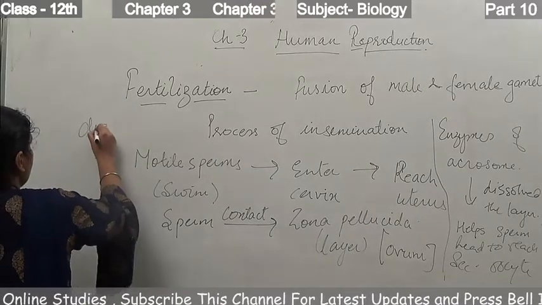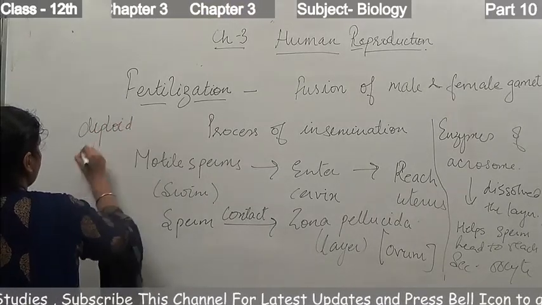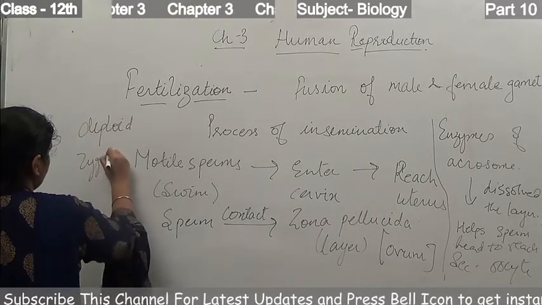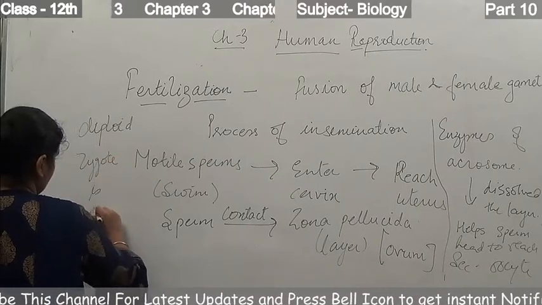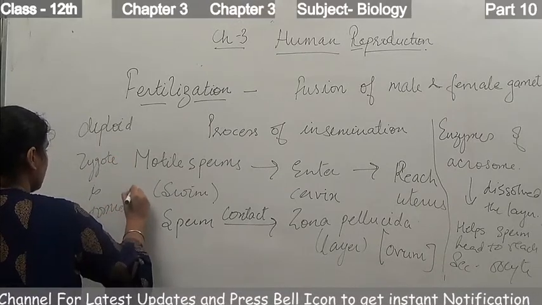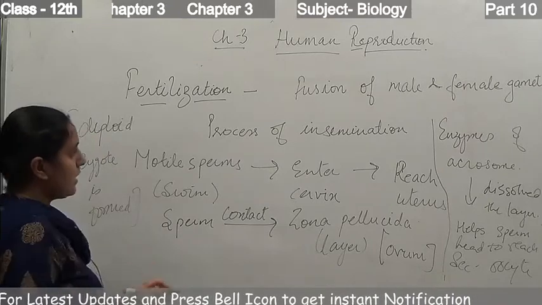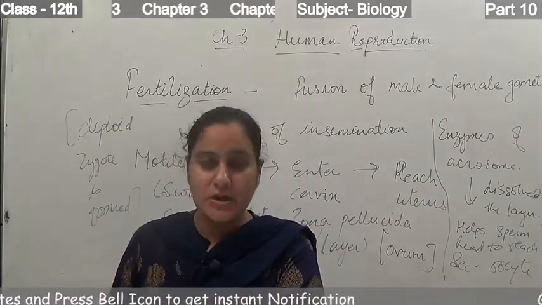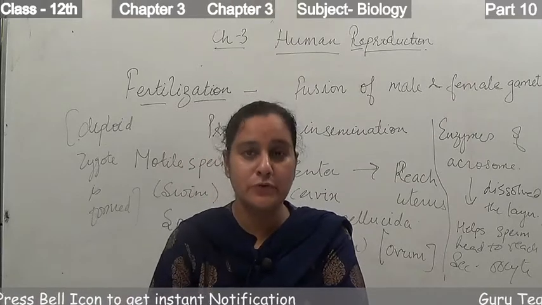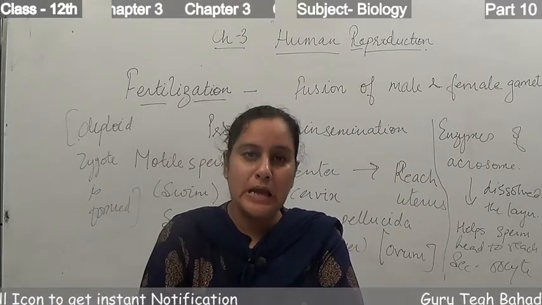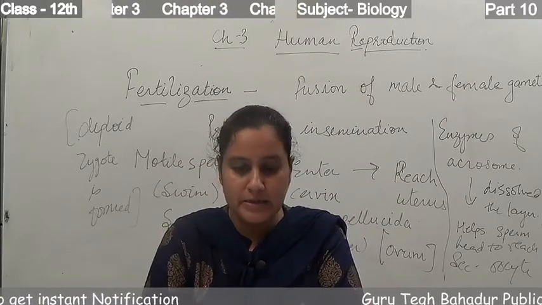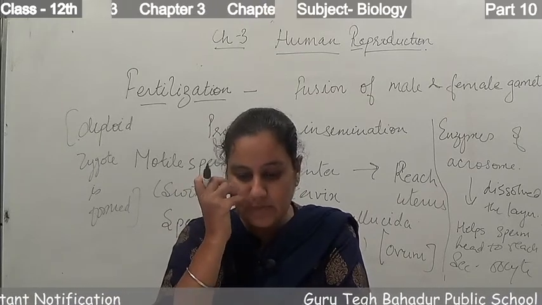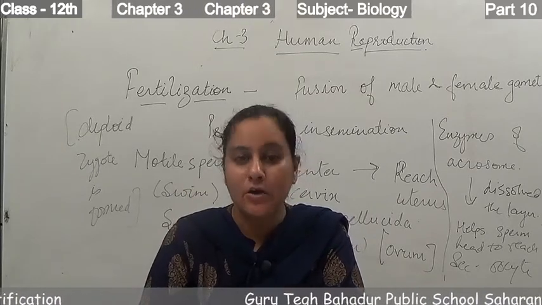After this, a diploid zygote is formed. So let's recall the process once again. What happens in the process of fertilization? It is a process in which there occurs a fusion between the male and the female gamete, and hence the resultant product, that is the diploid zygote, is formed.